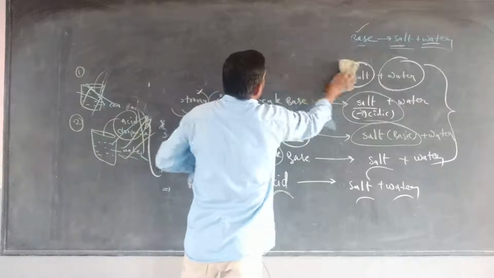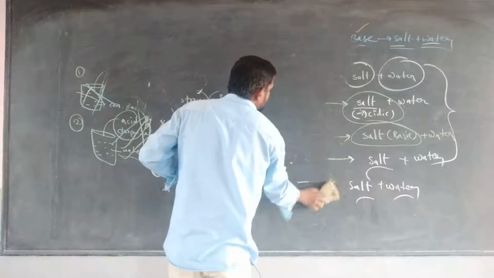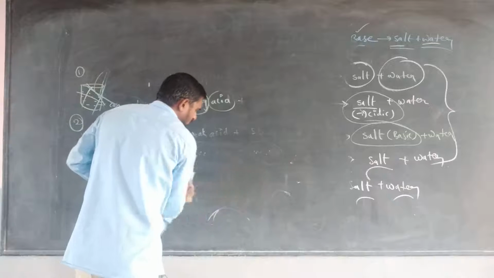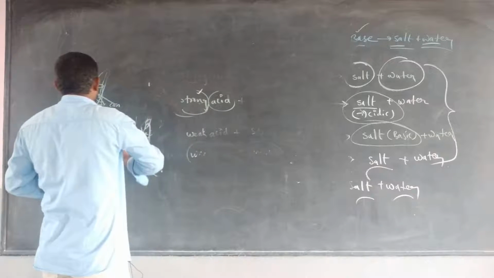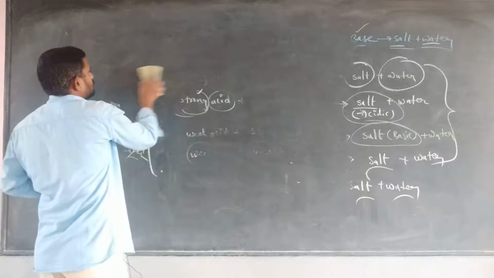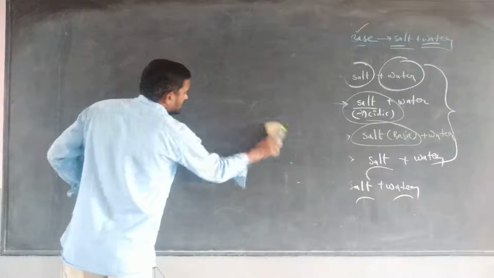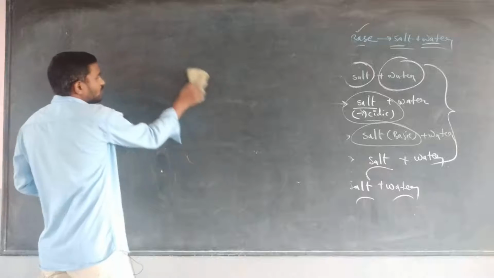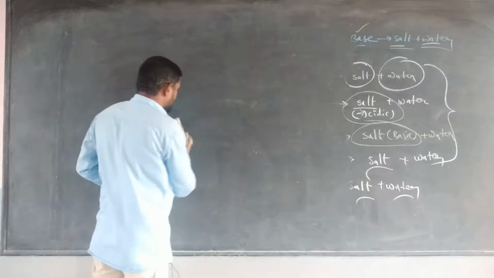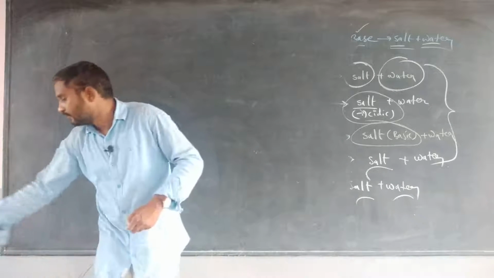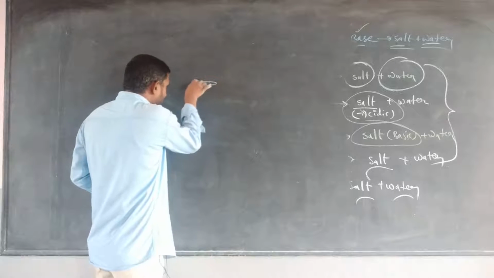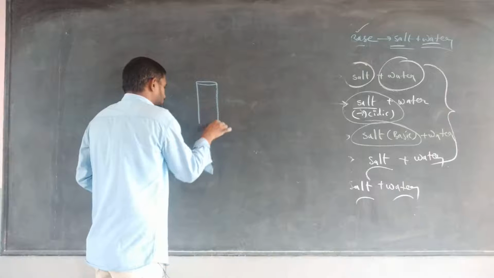We have to take concentrated acid in one test tube. We have to close this test tube with a rubber cork, and fit a delivery tube to that test tube. And we have to take one blue litmus paper. Suppose this is the test tube.